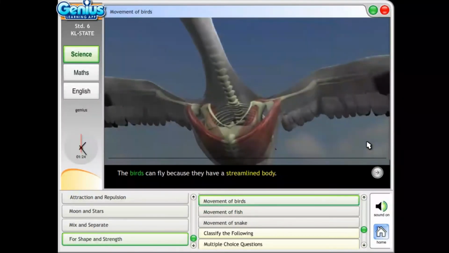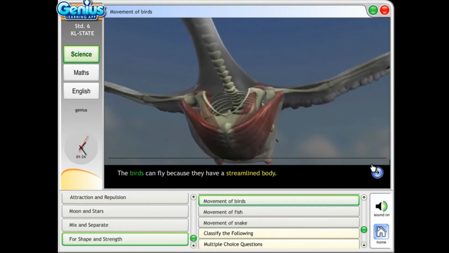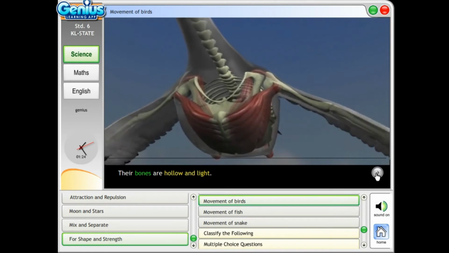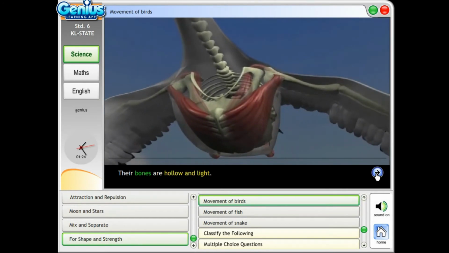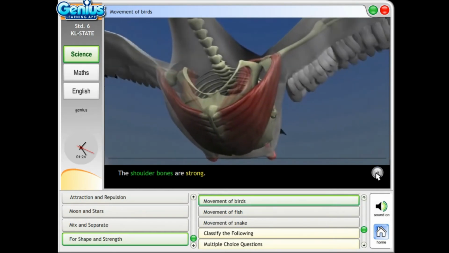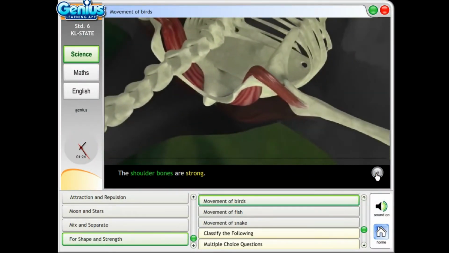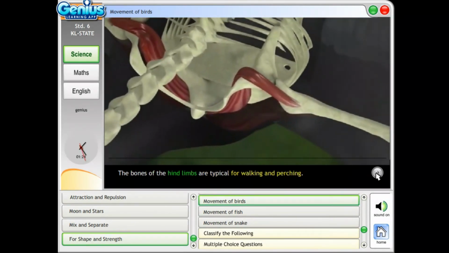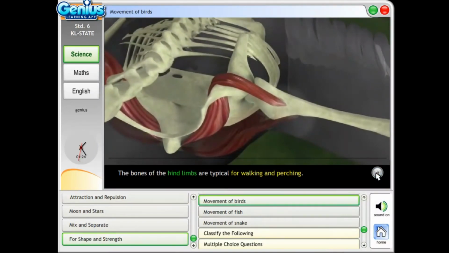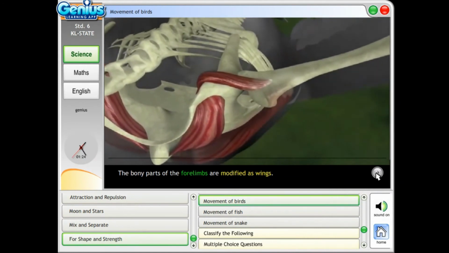Movement of birds. The birds can fly because they have a streamlined body. Their bones are hollow and light. The shoulder bones are strong. The bones of the hind limbs are typical for walking and perching. The bony parts of the forelimbs are modified as wings.